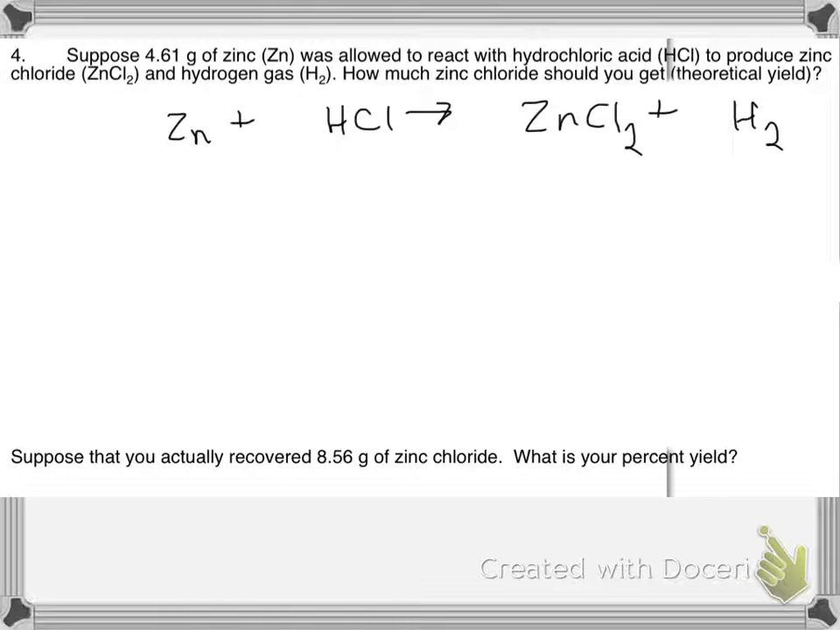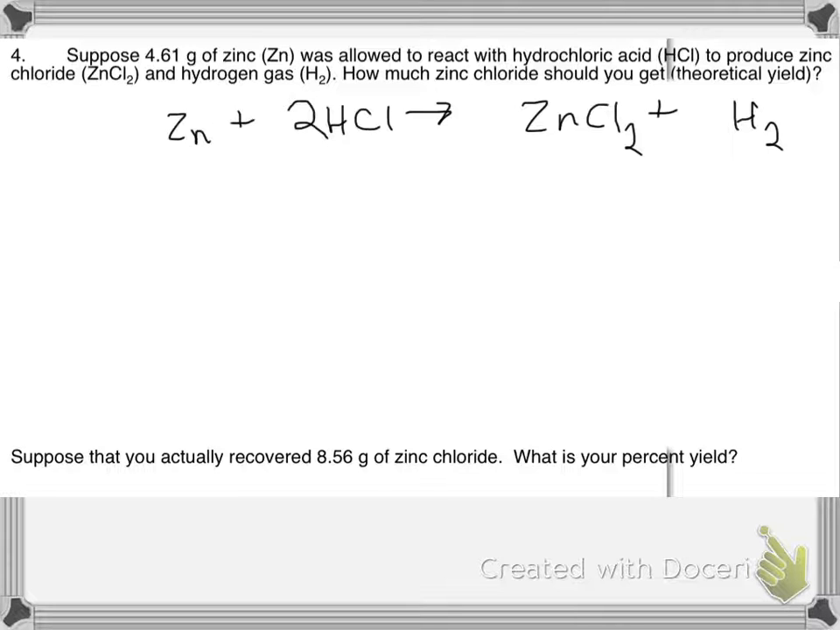Now we need to balance this equation. Notice we have 1 zinc on both sides of the equation, 1 hydrogen and 1 chlorine as the reactant, and 2 chlorine and 2 hydrogen in the product. So I'm going to put a 2 here. Now I have 2 hydrogen and 2 chlorine in the reactant and in the product, and everything is balanced.